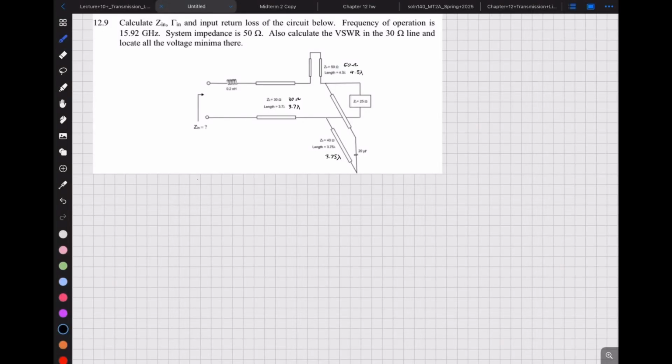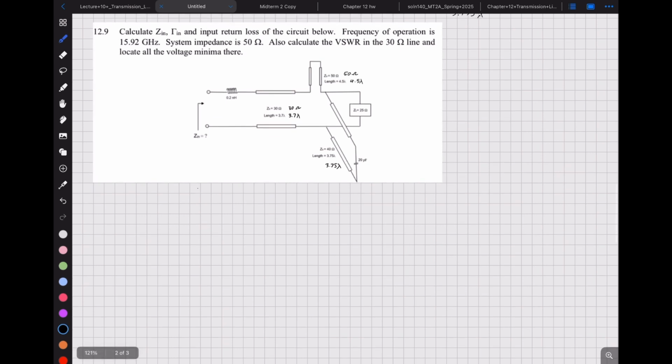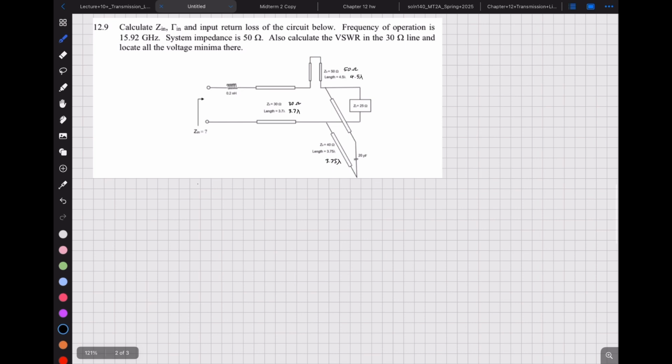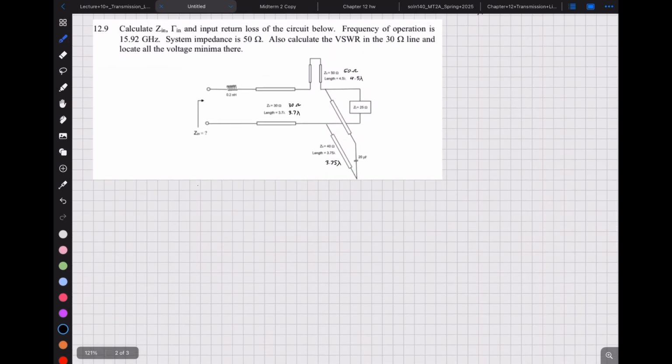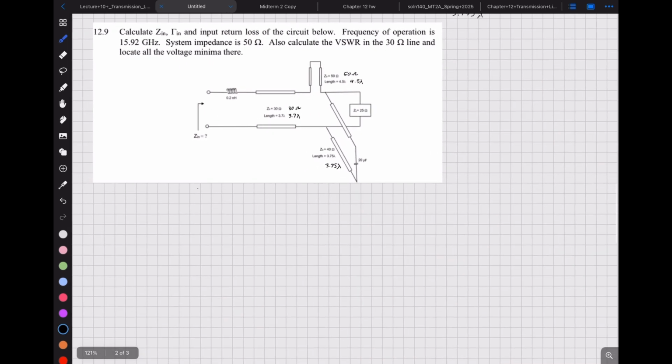I'm going to be doing homework 12.9, transmission lines. I'm going to separate it into two parts. One is going to be just me doing it, and then later on the second part is just me explaining and deriving the equations and where they come from. So, for those who want to listen to the explanations, I'll explain it further down the video.